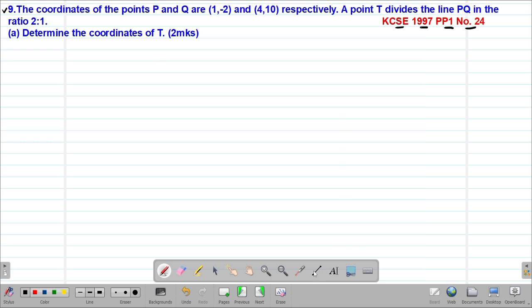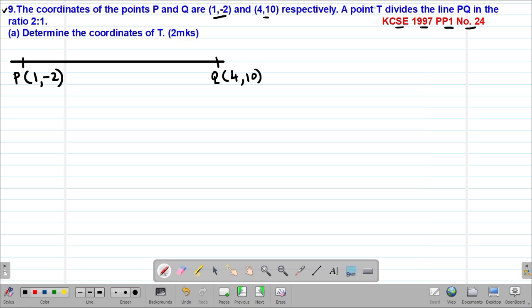So this is a question that is combining two concepts, that is the concept involving equation of a straight line and also vectors. So I'm going to highlight the key points which are given. Point P has the coordinates of (1, -2). Then we also have another point Q on the other end, which has the coordinates of (4, +10). Then I'm told that a point T divides the line PQ in the ratio of 2:1.